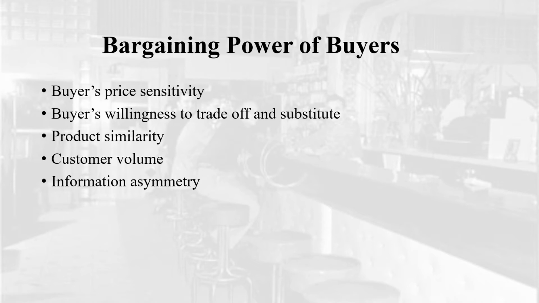What are factors that affect the buying power of buyers? Well, the buyer's price sensitivity, the buyer's willingness to trade off and substitute, and the product similarity. That is, if buyers see the products as all similar, then you as a supplier probably can't get a premium price for your particular product. The next, of course, is customer volume. The more customers there are, the less power they have, obviously. And so, if there is more demand than there is supply, then the buyers don't have as much power.